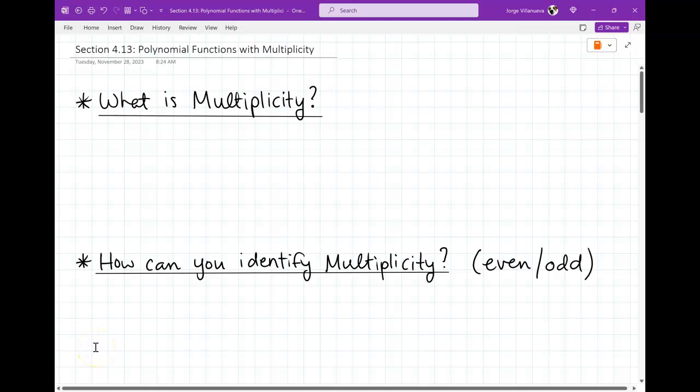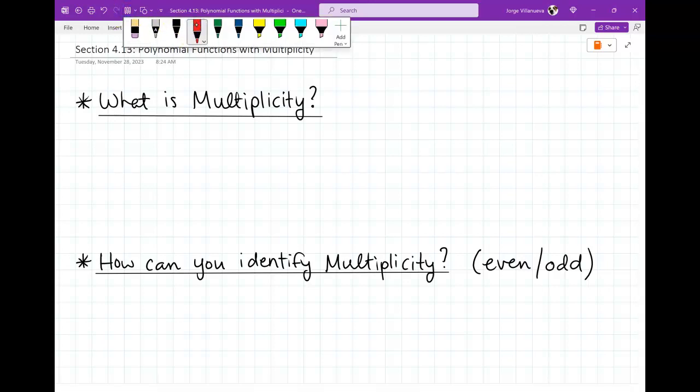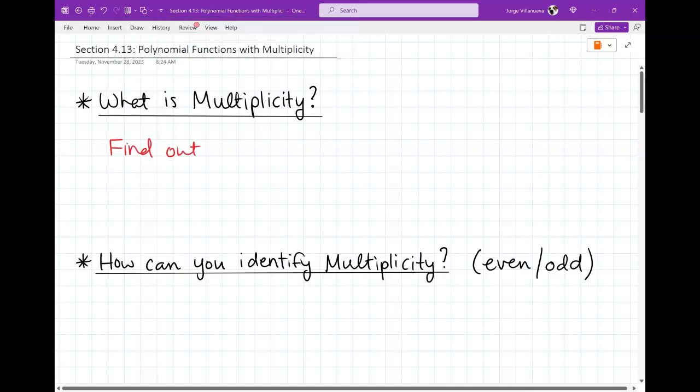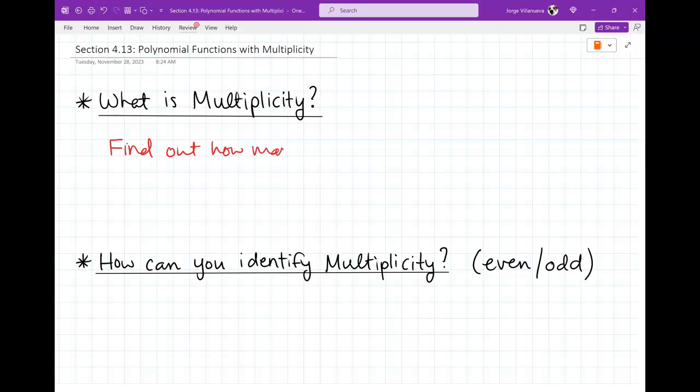Lesson here. So section 4.13, polynomial functions and multiplicity. So what is multiplicity? Multiplicity is when you find out how many times a zero, or we call them solutions, or a root, occurs in a polynomial.